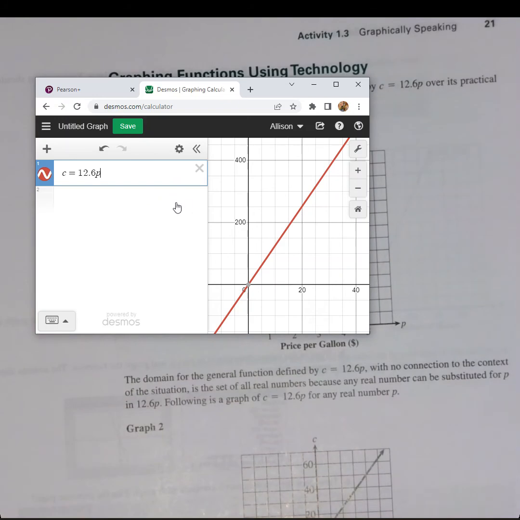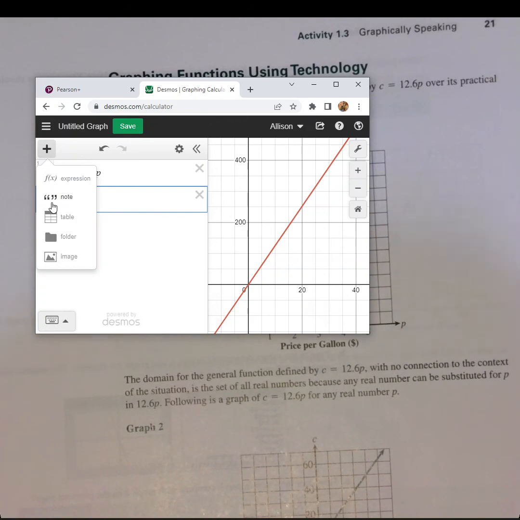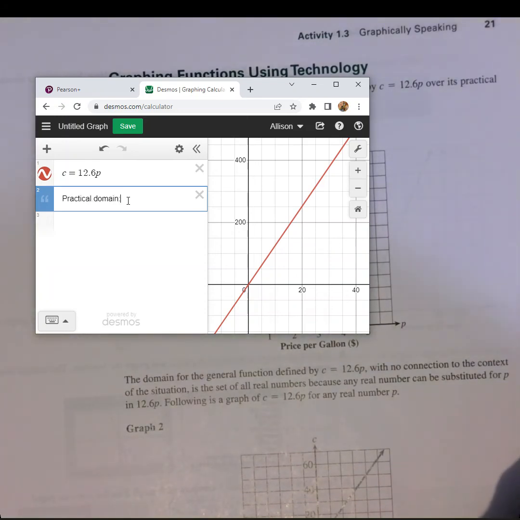Now, by default, when I graph something in Desmos, it's going to graph over its full domain. It's not been restricted. If I want to give it a restriction, then I need to enter the restriction in inequality notation. So first of all, I'm going to use a note, which I can use by typing a quotation mark or clicking the note button here. And we're going to remember that the practical domain for this situation was between like $2 and $5, the values for the price of gas, I think, that we had decided in one of the earlier sections.